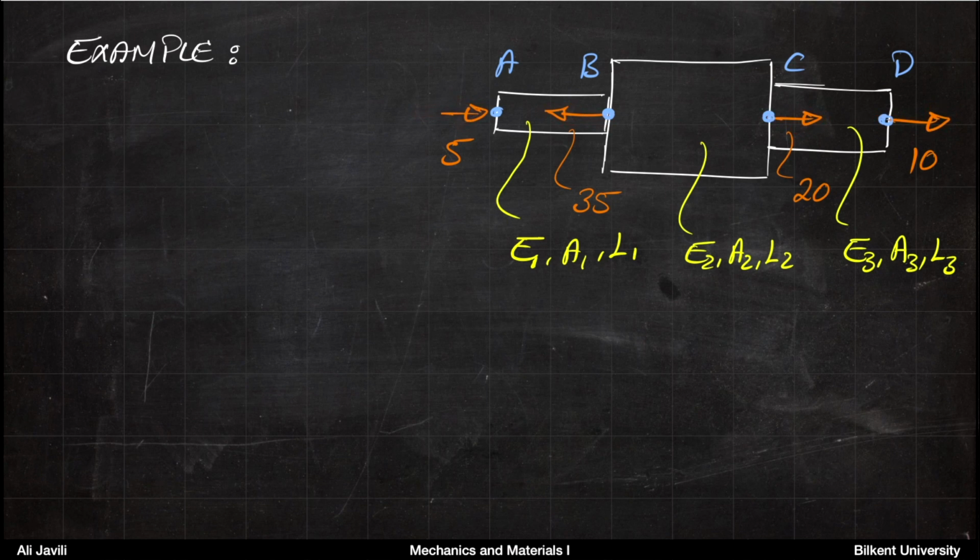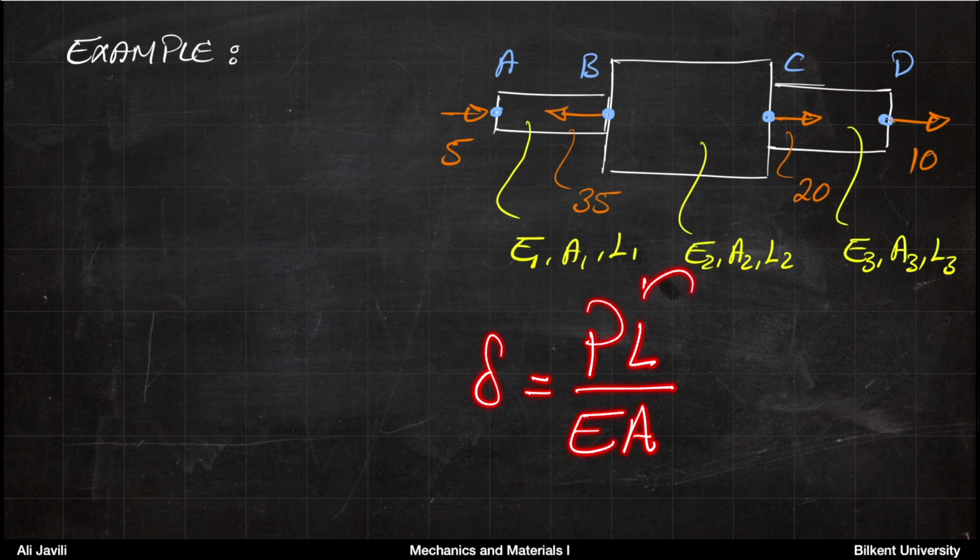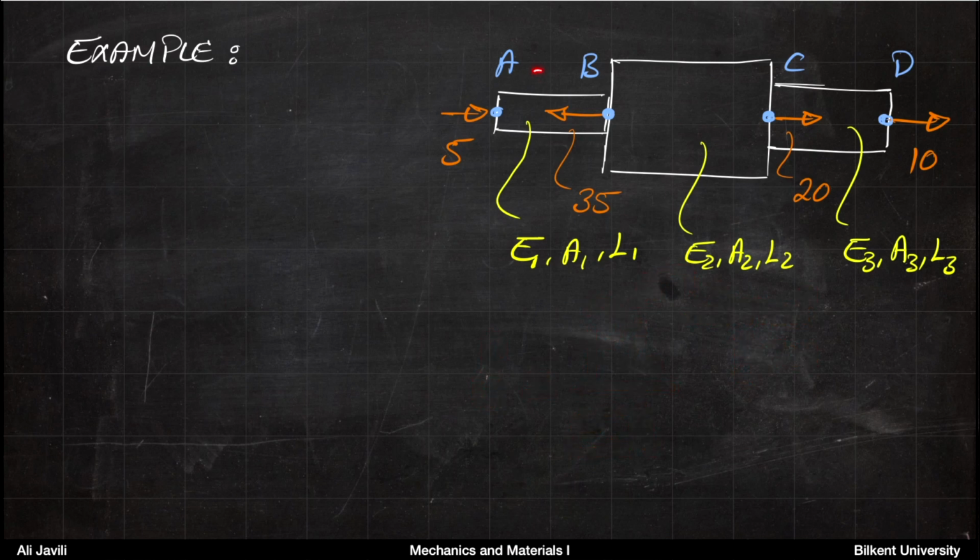So the first thing you need to pay attention to is that when we use the formula delta equals PL over EA, P is an internal force. Okay, so in this case, for each section, we need to find out what is the P in that particular section. And in order to do that, we cut the structure as we learned in method of sections, and we can calculate the P.